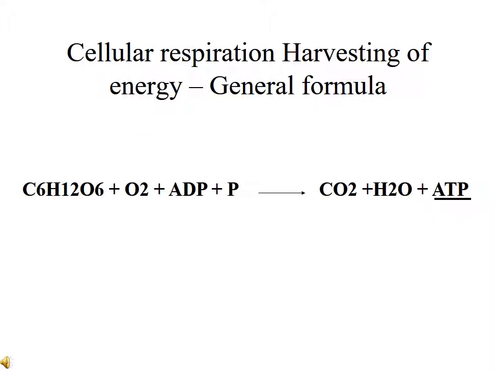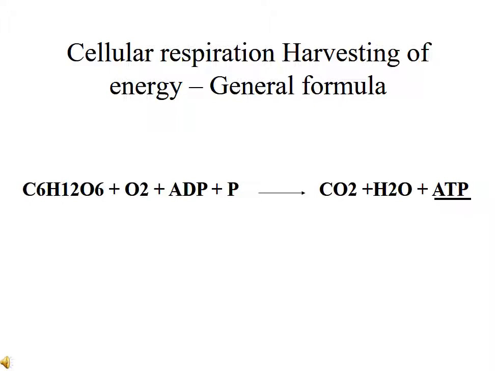So now let's look at the main point of this lecture, cellular respiration, which is basically the harvesting of energy. The overall formula is C6H12O6, which is glucose, plus oxygen, plus ADP, plus phosphate group gives us carbon dioxide, plus water, plus ATP. The whole purpose of cellular respiration is the production of ATP, as you can see to the right.